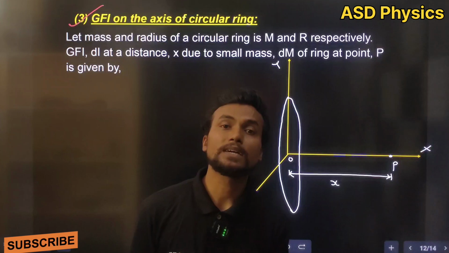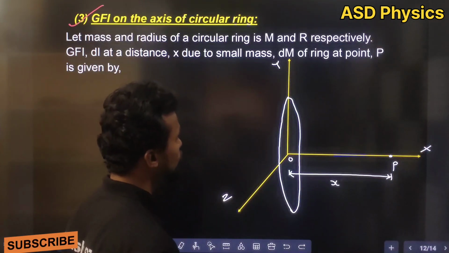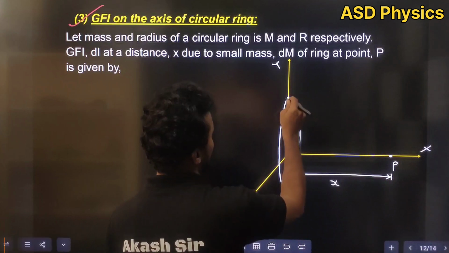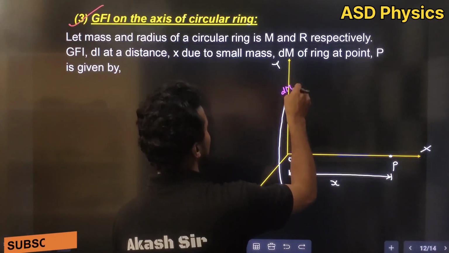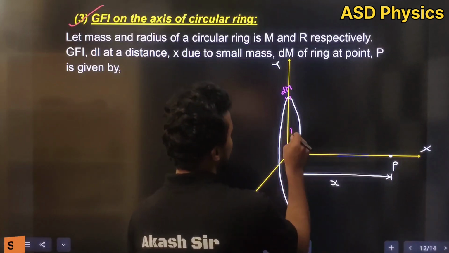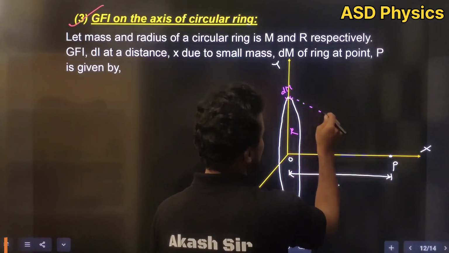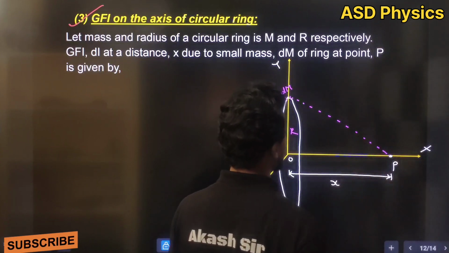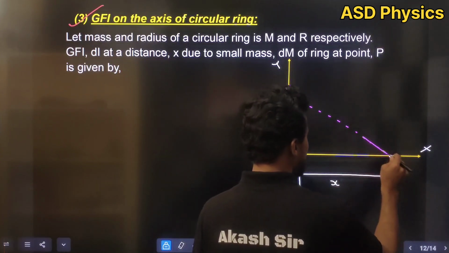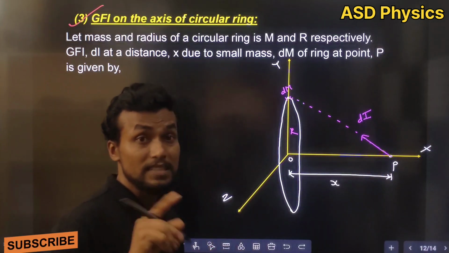Now students, to calculate the GFI, because GFI is a vector quantity, what we have to do? This GFI concept is applicable for point masses. Directly we can't apply it to the ring. That means we have to take one very small point mass. See here, I have taken a very small point mass dm. Total mass of the ring is M, and the radius is R. Due to this mass dm, the GFI will be in this direction. So due to mass dm, this is GFI, dI.